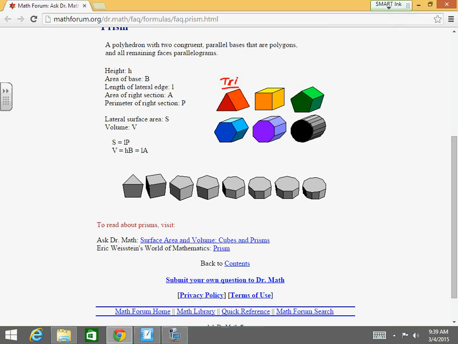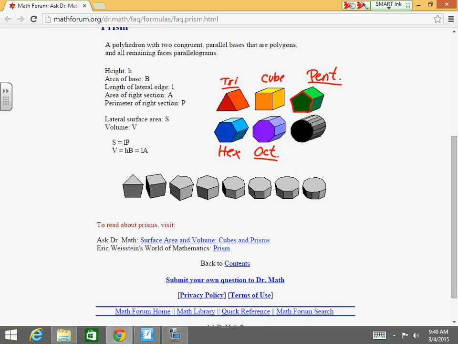So we have a triangular prism. We have a square prism, which is called a cube, because all sides are squares. Here, my front or base here, that's a pentagon. So that's a pentagonal prism. This is a hexagonal prism because the bases, the top and the front, are both hexagons. This is an octagonal prism, etc., etc.